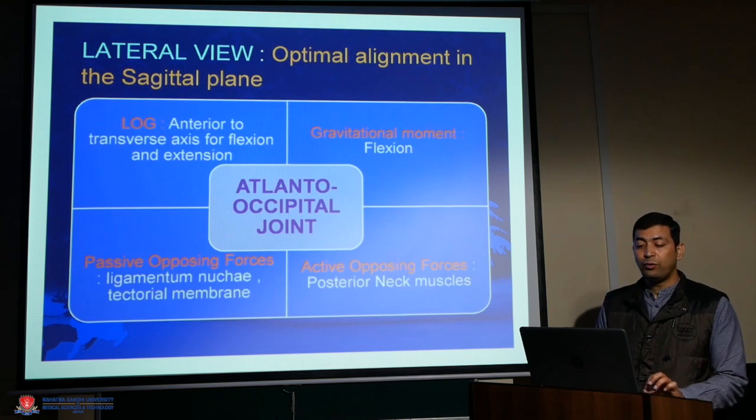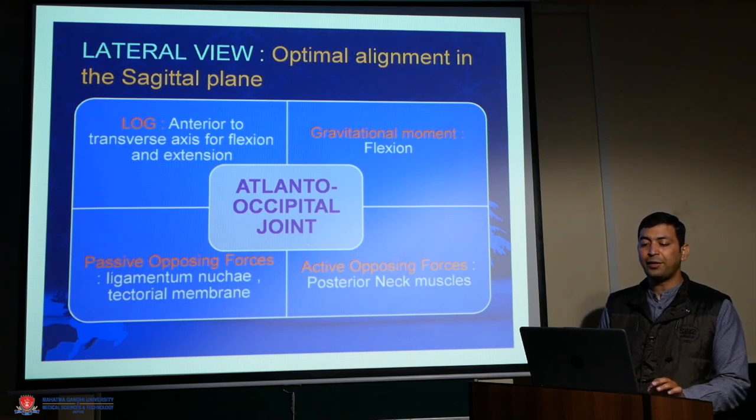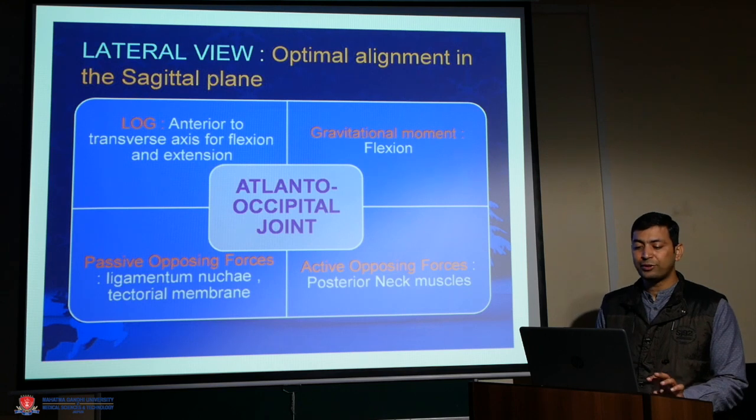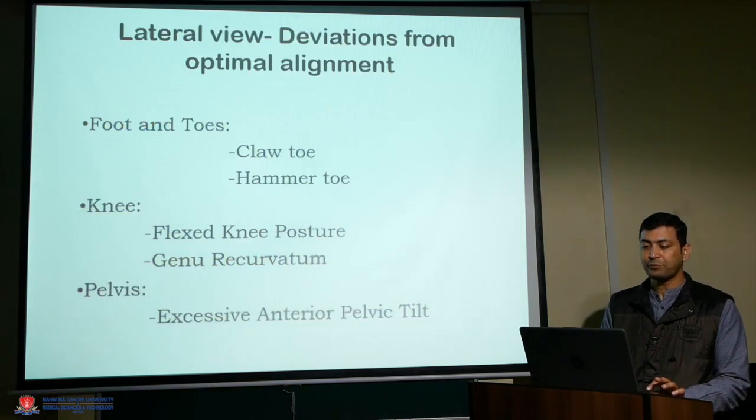Lateral view of the atlanto-occipital joint. The line of gravity passes just anterior to the transverse axis for flexion and extension. The gravitational moment is flexion. Passive opposing forces are the ligamentum nuchae and tectorial membrane, and the active opposing forces are maintained by the posterior neck muscles.